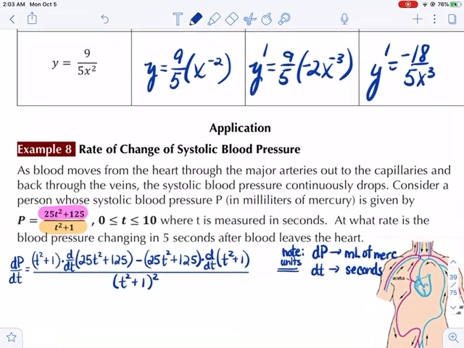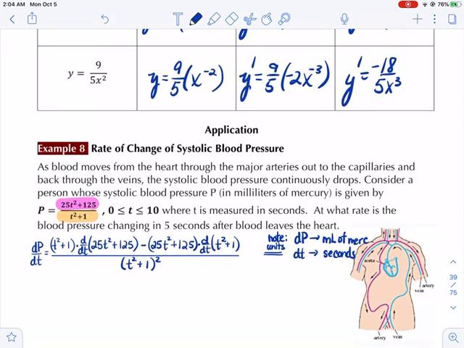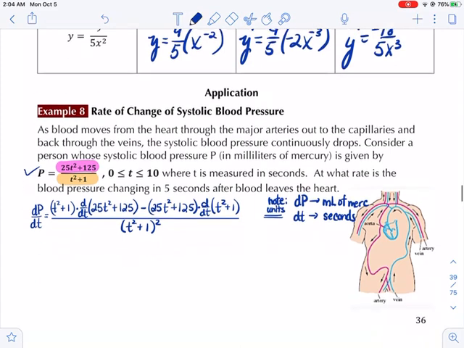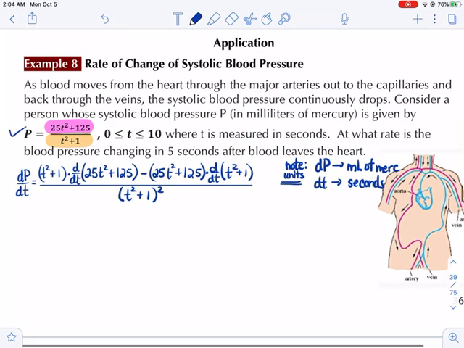And then one more very quickly. With this one, as blood moves from the heart through the major arteries out to the capillaries and back through the veins, the systolic blood pressure continues to drop. Consider a person whose systolic blood pressure, P in millimeters of mercury, is given by this equation. P is equal to 25 t squared plus 125 over t squared plus 1 from 0 to 10, where t is measured in seconds.